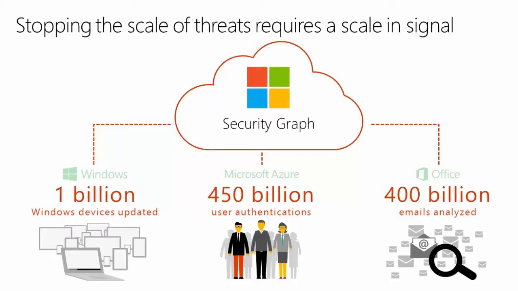That's what actually captures the scale of threats, understands the entire threat landscape, and obtains all of that information, and you're seeing some of the statistics behind the Security Graph. So 1 billion Windows devices that are updated every month, whose logs are taken into the Security Graph, 450 billion user authentications that we have from Azure, and 400 billion emails which are analyzed every month for spam and malware in Office. All of this information is now part of the Microsoft Security Graph, and that signal is what we use to build out our services that help protect our customers. So all of our security services are tied into the Security Graph and leverage the information in it.